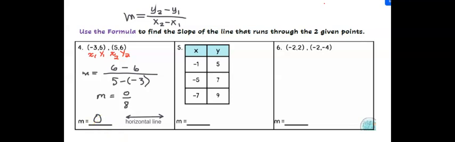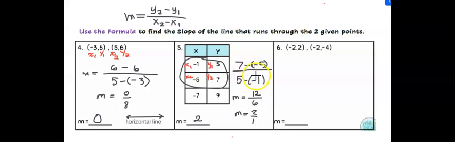Okay, the next one, we're going to pick 2 of the points to use here. Let's just use these 2 right here. So you're going to plug those into the slope formula right there, and then turn the video back on to see if you got the correct value when you're done.